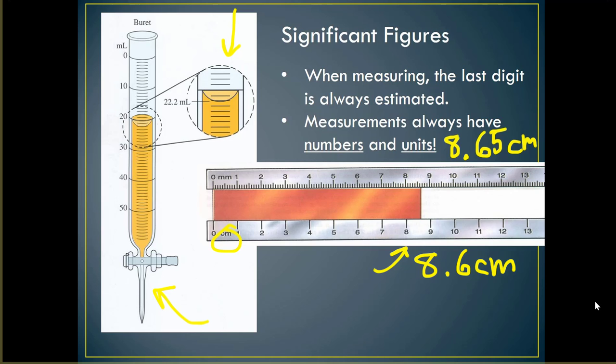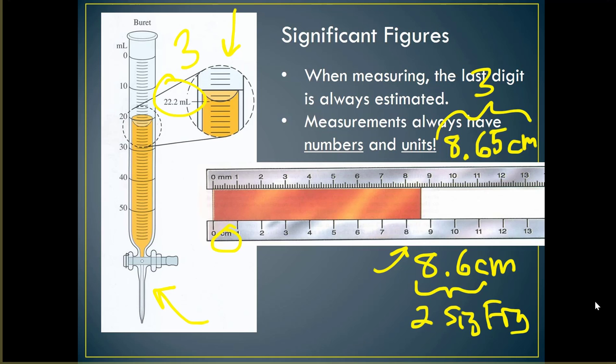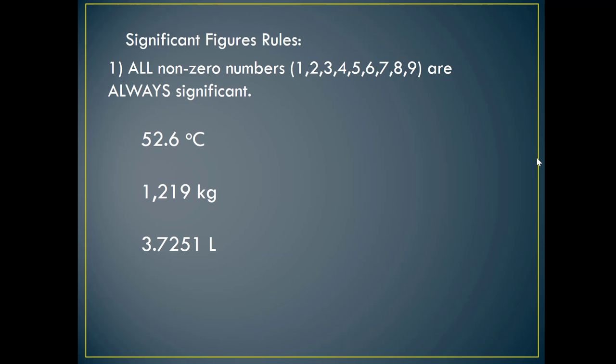Now, after you do this measuring, everything that you've measured, those are your significant figures. So right over here, this one had 2 significant figures, or 2 numbers that we measured. Over here it has 3. In our burette it has 3. So again, it has numbers that we measured, and then the last number we estimate, and we only estimate one digit. So let's go through the significant figure rules.